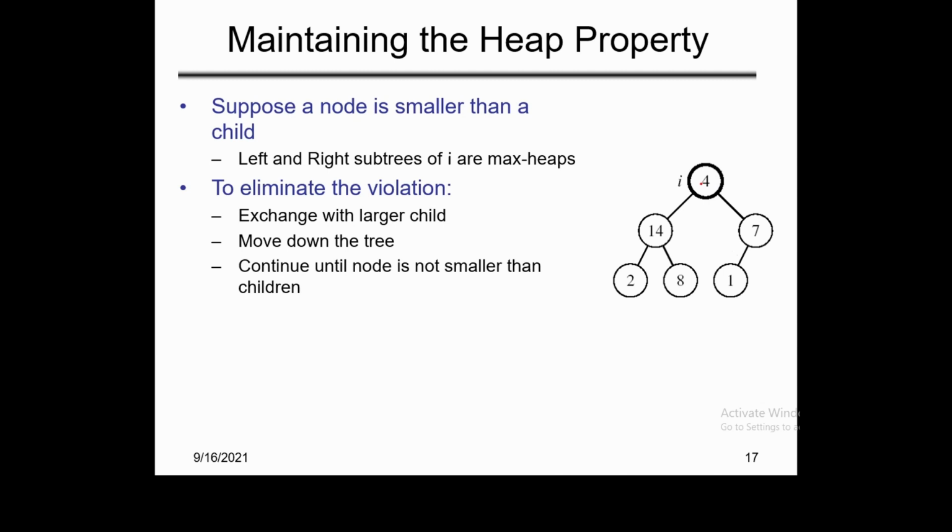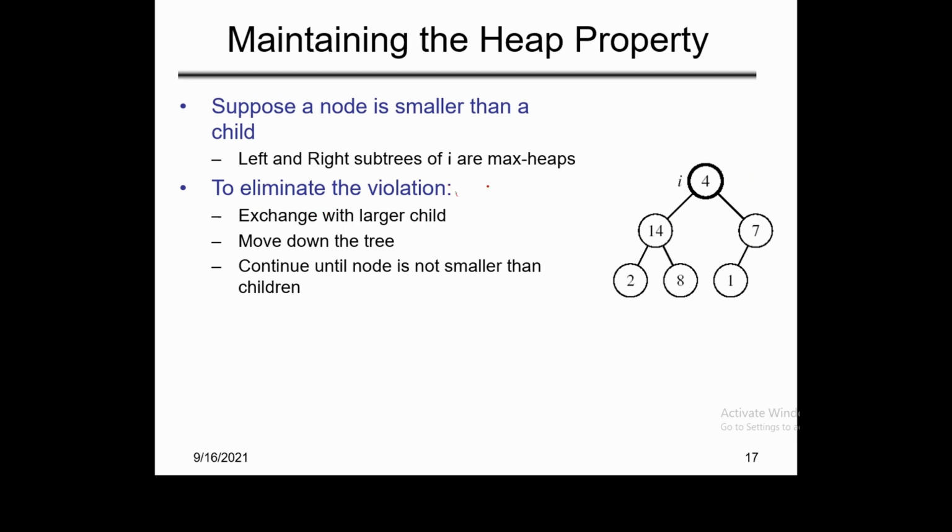Ab ye property violation ho raha hai to kya karenge, we will find out the largest child. Is node ka jo largest child hai we will find out that. So out of 14 and 7 this is the largest one, so we will swap these both. 4 will come here and 14 will come here. Okay, so after this 14 will be here and 4 will be here. Now again, jaise kaho yahan to property restore ho gayi, is level pe yahan property violation hai. So largest one is 8, so 8 will come here and 4 will come here. Okay, so in this way we simply maintain the heap property.